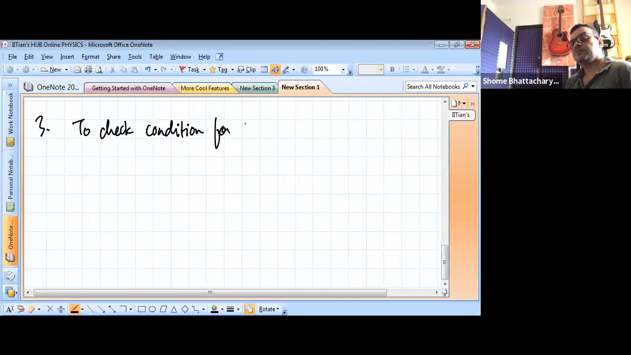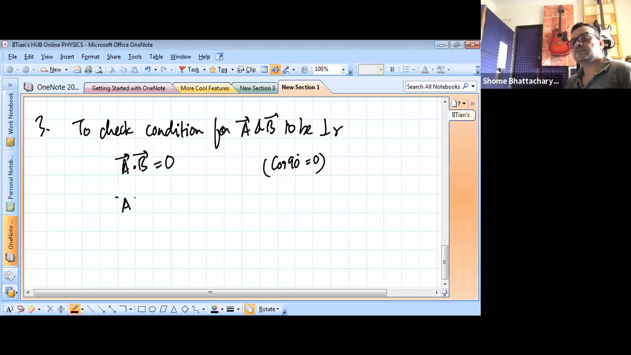for vectors A and B to be perpendicular. The easy method is that A dot B should be 0, because cos 90 is 0. You know that. So here vector E is given to us as, what are the components? C, minus 4 and plus 2. So C i cap minus 4 j cap plus 2 k cap.